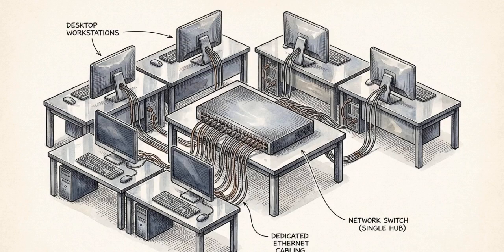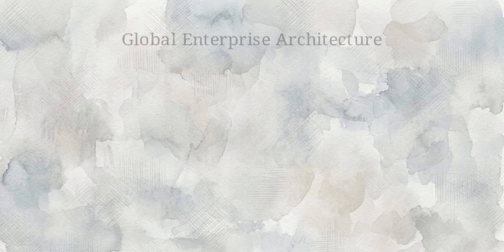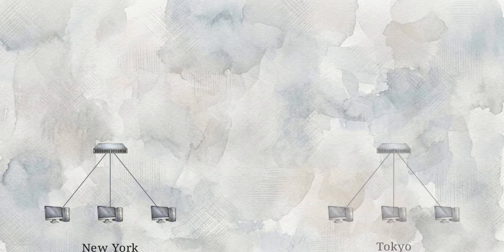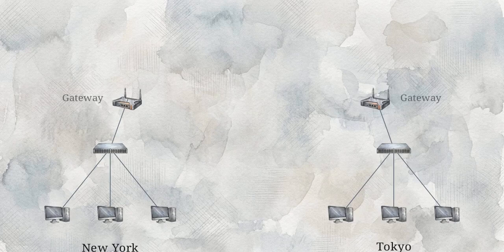While solving local aggregation, the switch creates a hard operational boundary. It has no inherent capability to route data to the outside world. A global enterprise requires entirely separate local area networks to communicate. We have a cluster of end hosts in New York and an entirely separate cluster in Tokyo. Since switches are isolated, a New York node cannot pull a file from Tokyo. We need a gateway to bridge these disconnected environments, a router.